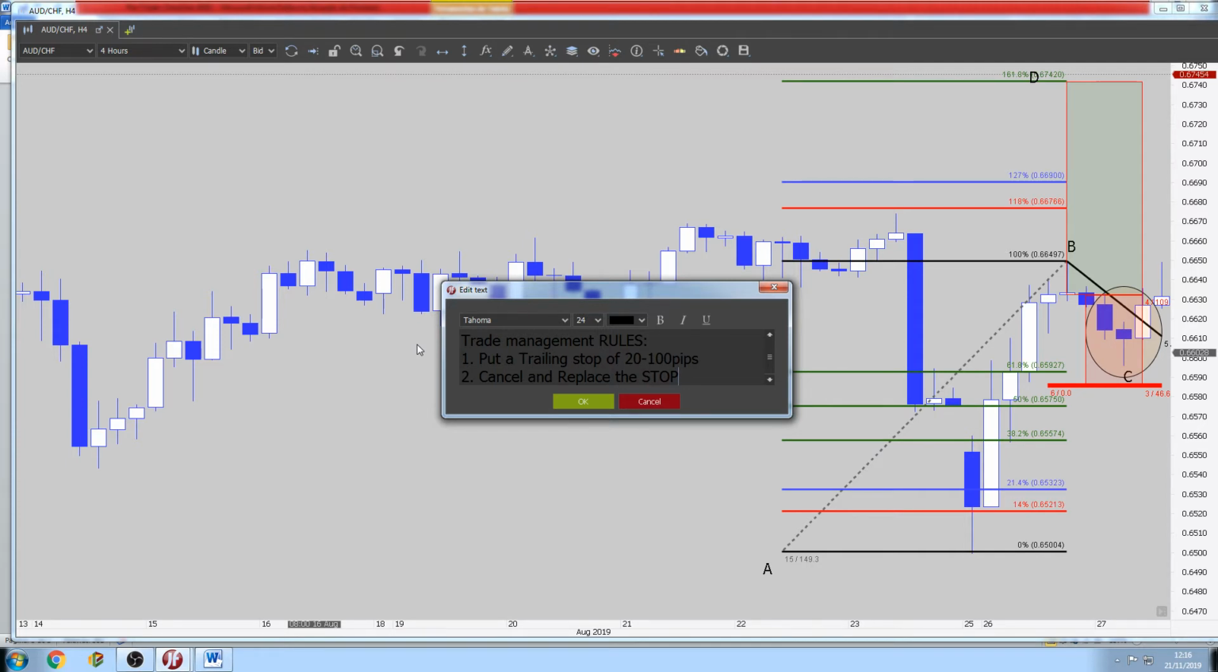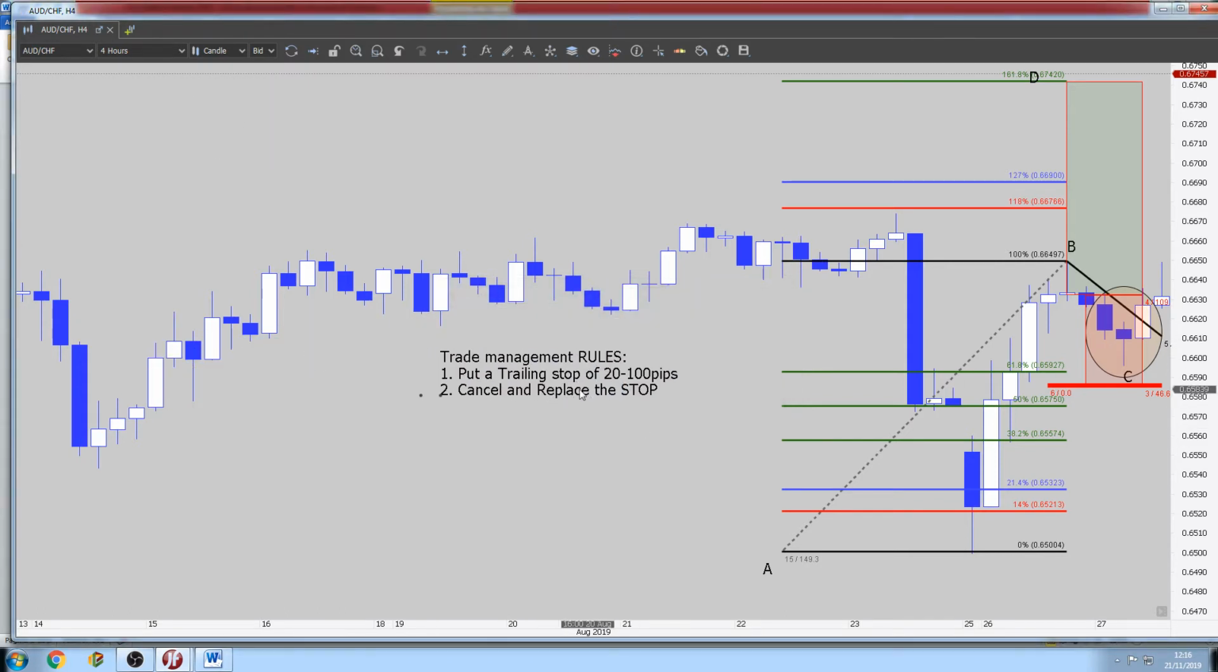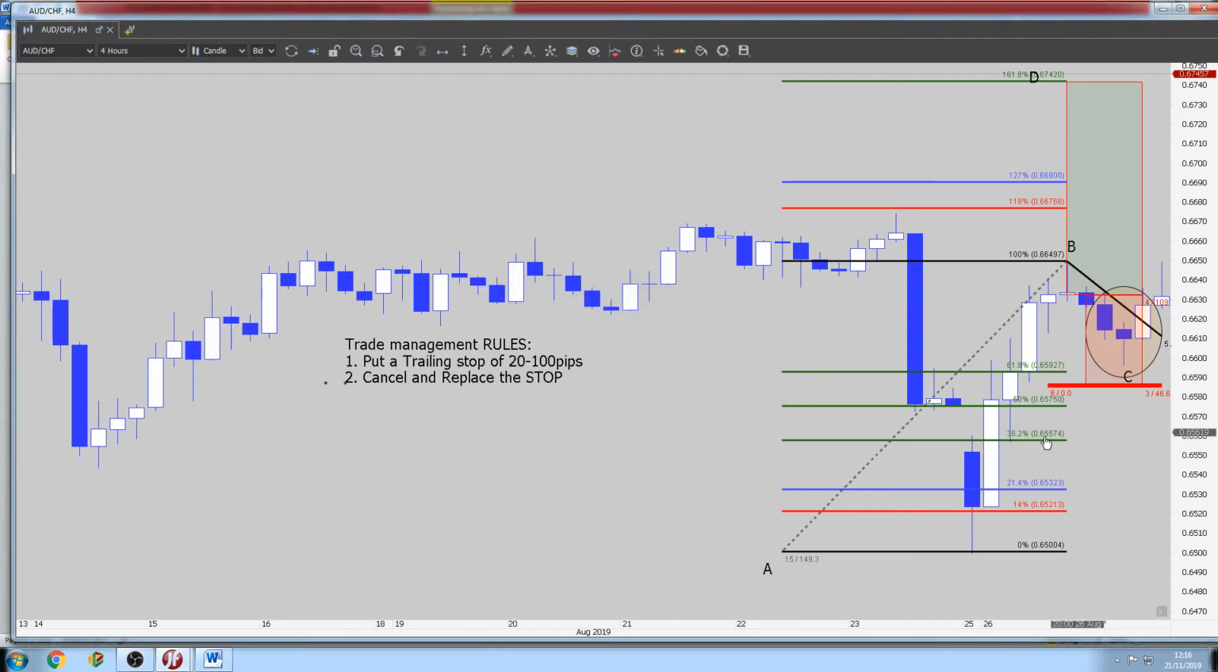So if the market goes up, I'm going to have a trailing stop, or Stoyan says I'm going to cancel and replace the stop. And this is the 4-hour chart, right? What if the market goes down? Miguel says tight stop, right? So for the time being, those are the trade management rules, everybody. And Miguel and I are going to put the stop loss down here.